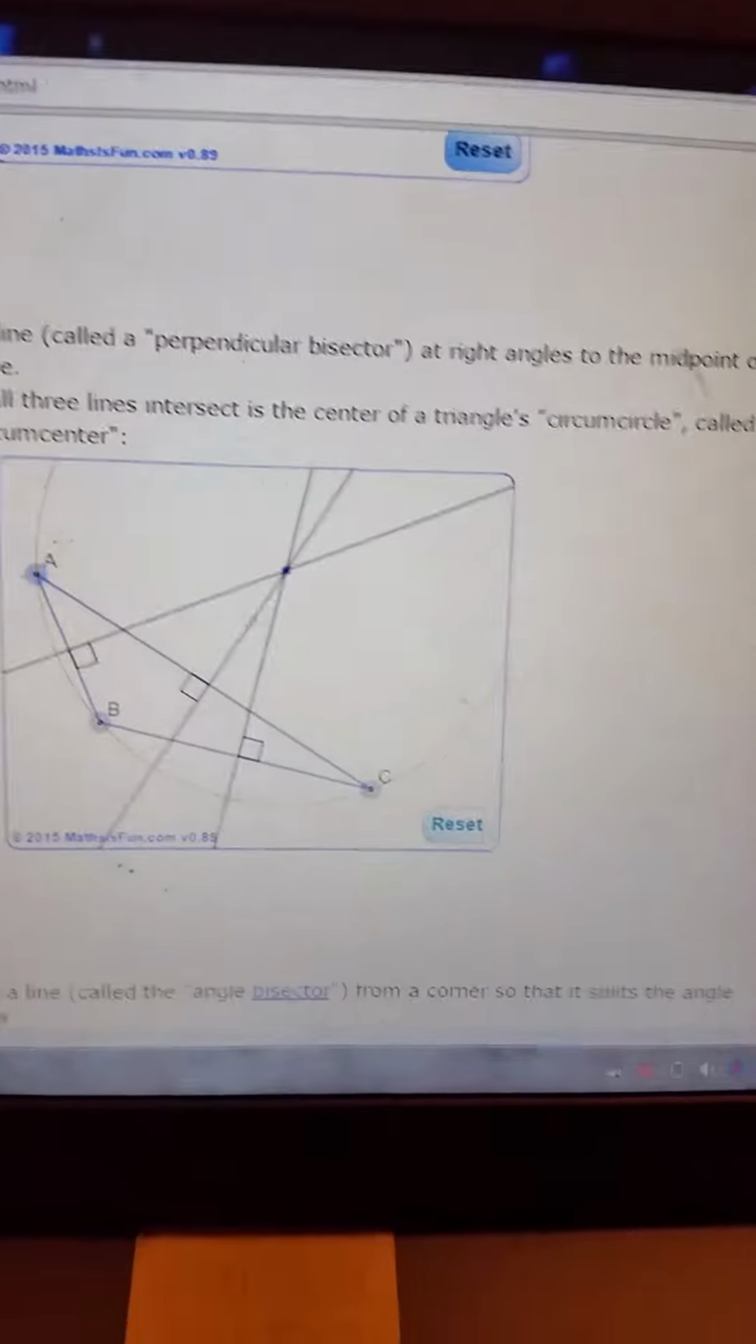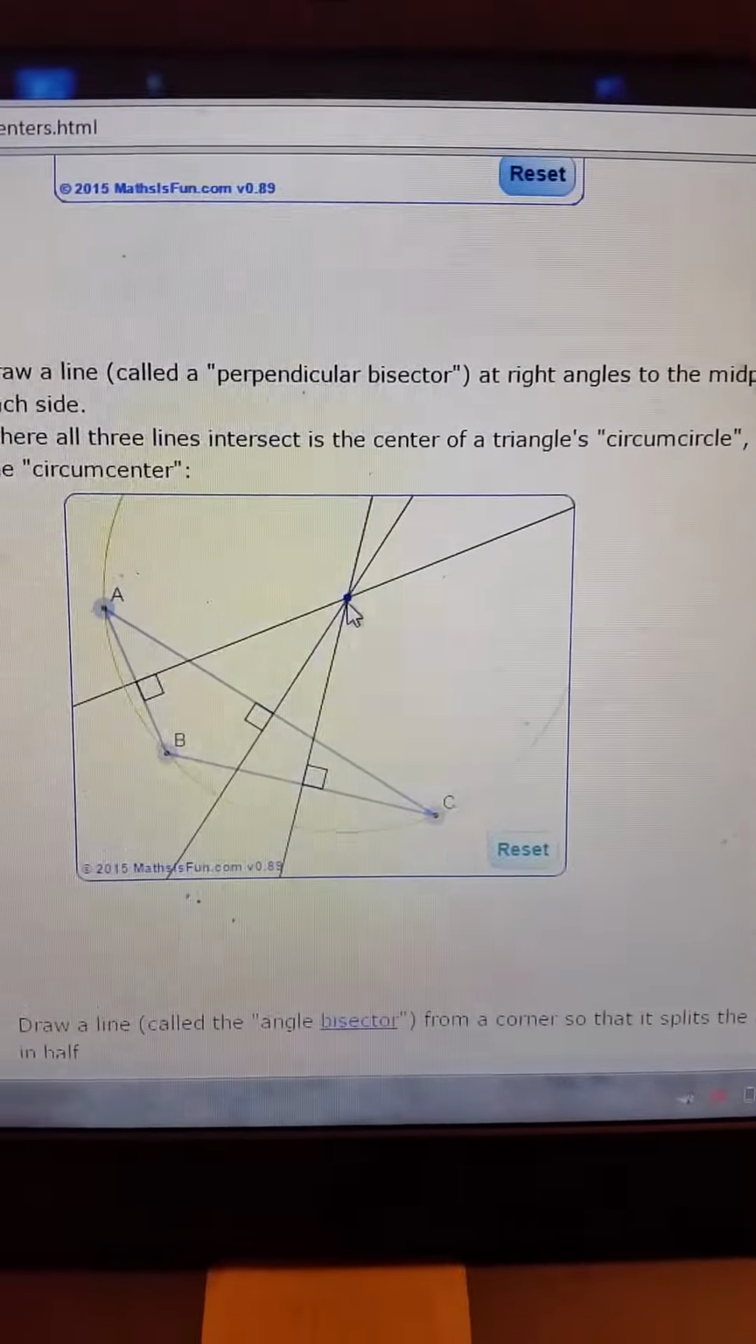Going back up to circumcenter, because I want to go back and show you something about that real quick. The circumcenter is equidistant from the vertices.